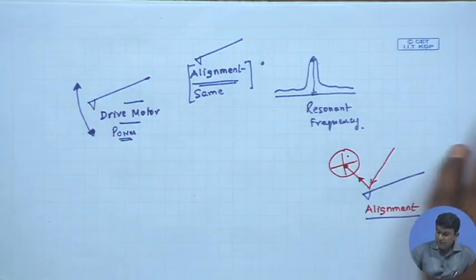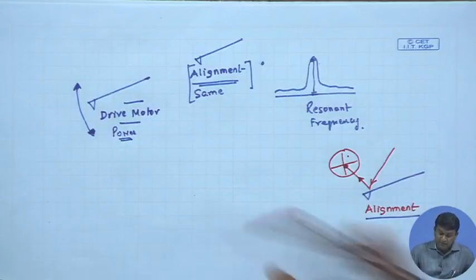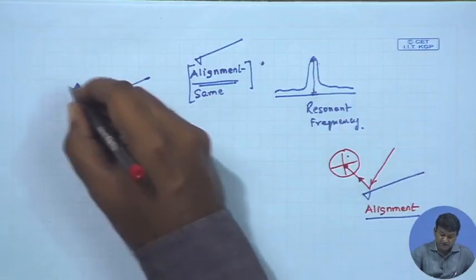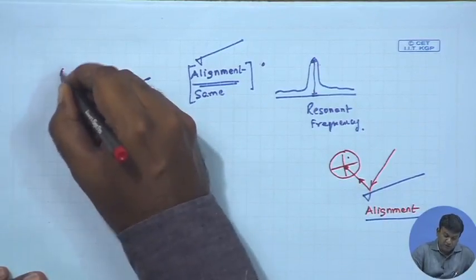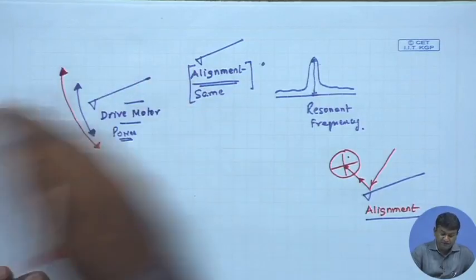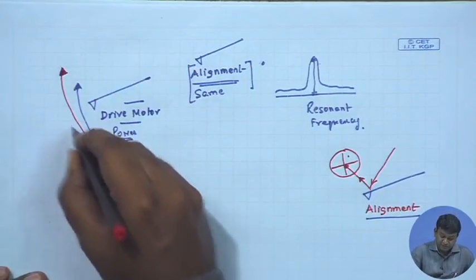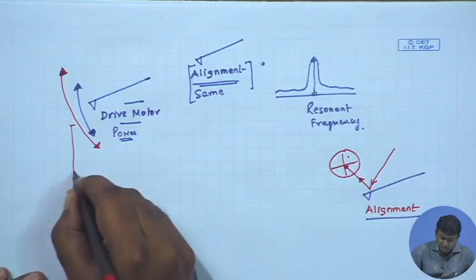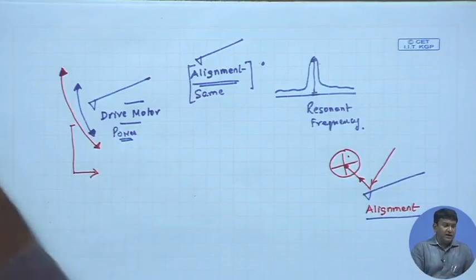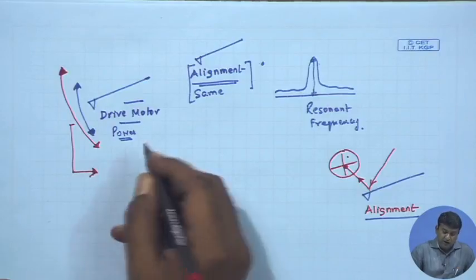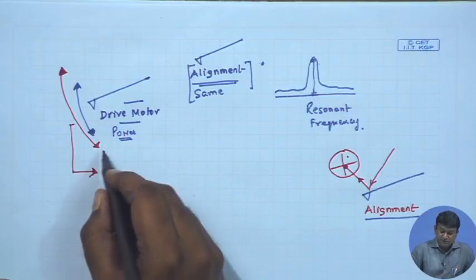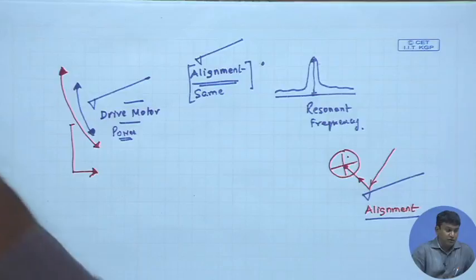So, what will this drive motor do? The oscillation frequency is chosen by the resonant frequency. This drive motor will decide whether you would like to have higher amplitude or lower amplitude. So, for example, if your amplitude is high, it is obvious that you are going to choose a higher drive percentage. If the amplitude is low, it is obvious that you are going to choose a lower percentage.